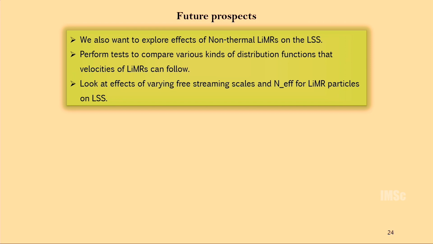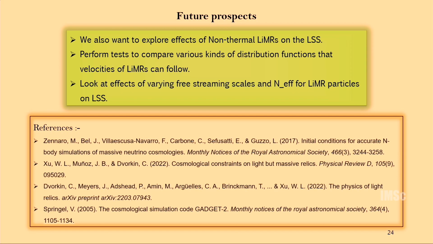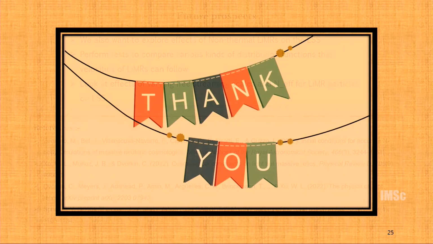Then we also want to look at whether the thermal velocities of these LiMR particles might have some other distributions. They might follow Fermi-Dirac or boson, which we had checked. They might also follow some other kind of distribution. We also plan to look at how varying free streaming scales and delta N effective values for these LiMR particles would change things. These are some references, and thank you for being patient.